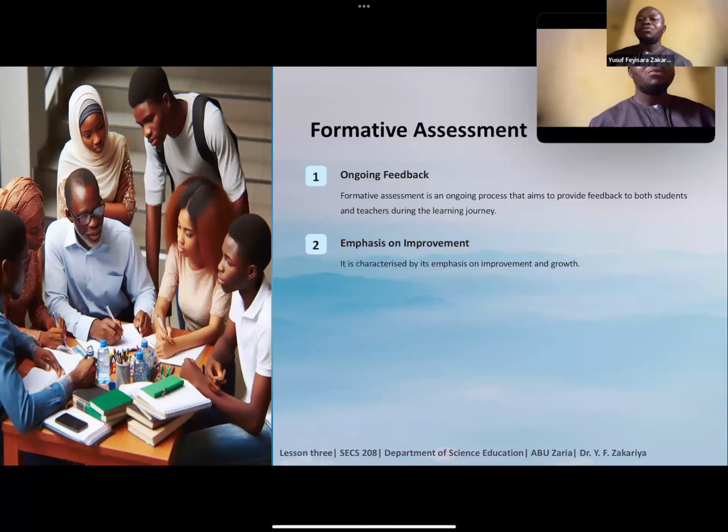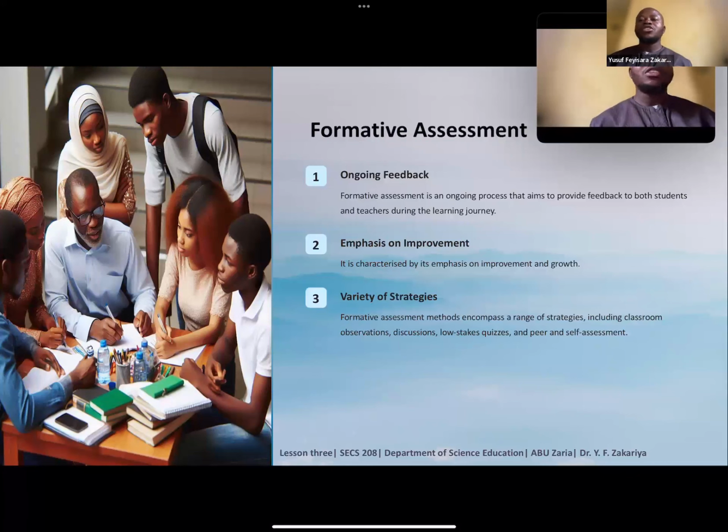And the emphasis is on learning. So if you make any mistake here, the mistake is for learning. It is not to penalize you, unlike in the second form of assessment that we are going to talk about. So it is characterized by emphasis on improvement and growth.